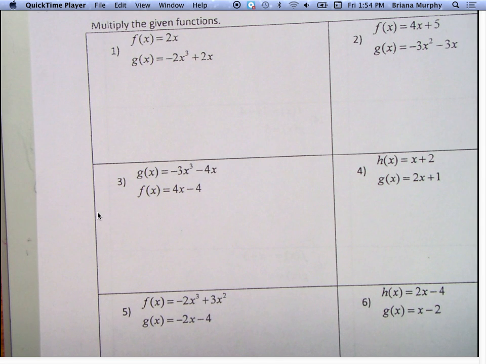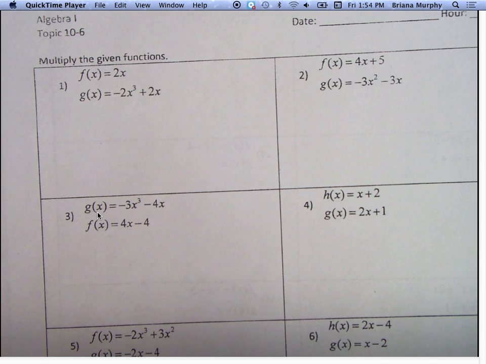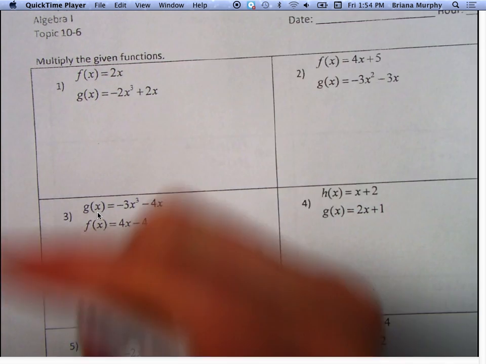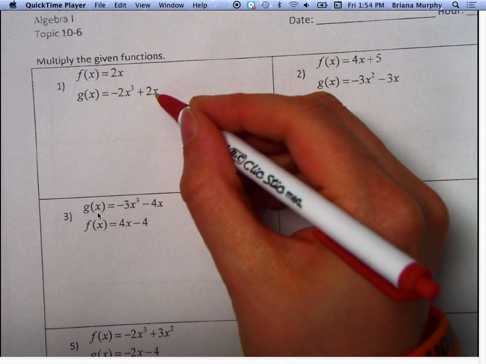Yesterday we looked at adding and subtracting. Today we're going to look at multiplying. And this should look really familiar because all this is, we're multiplying two things, so it's very similar to what we did with factoring, where we multiplied polynomials. So this one I've got 2x times negative 2x to the third plus 2x.